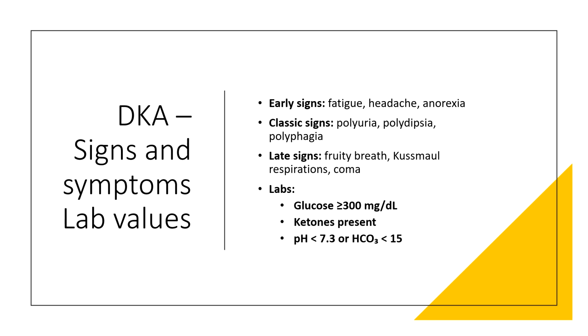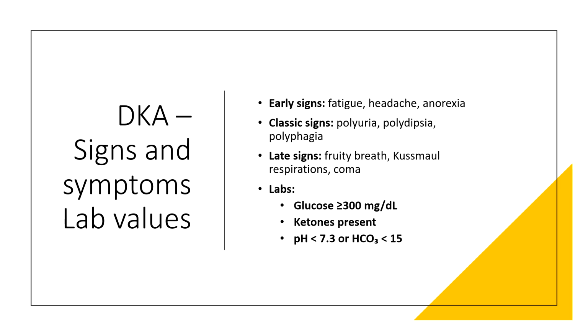As DKA progresses, patients develop those classic hyperglycemia symptoms, your 3Ps, and if left untreated, dehydration worsens, and the patient might have abdominal pain, nausea, vomiting, the fruity odor on their breath, and Kussmaul's respirations.